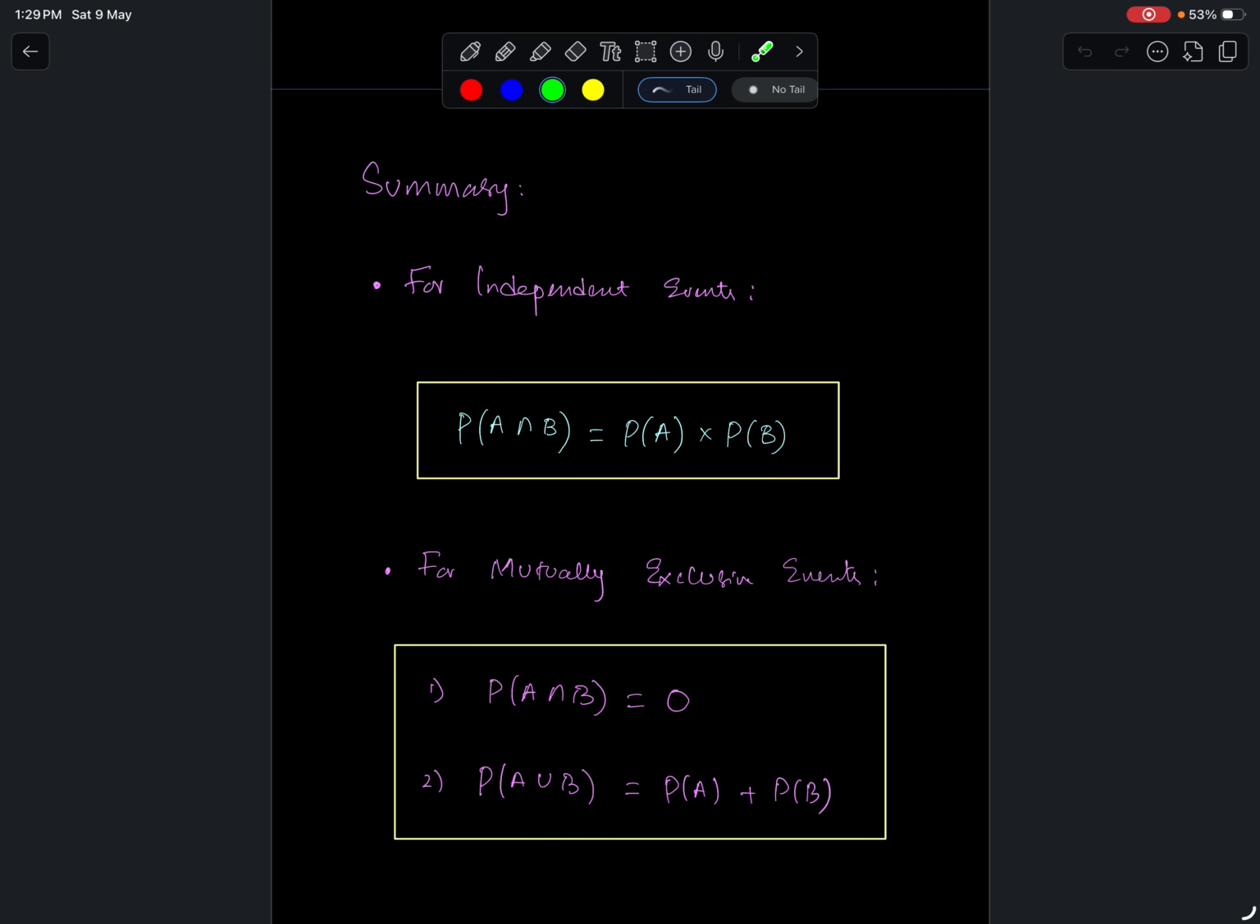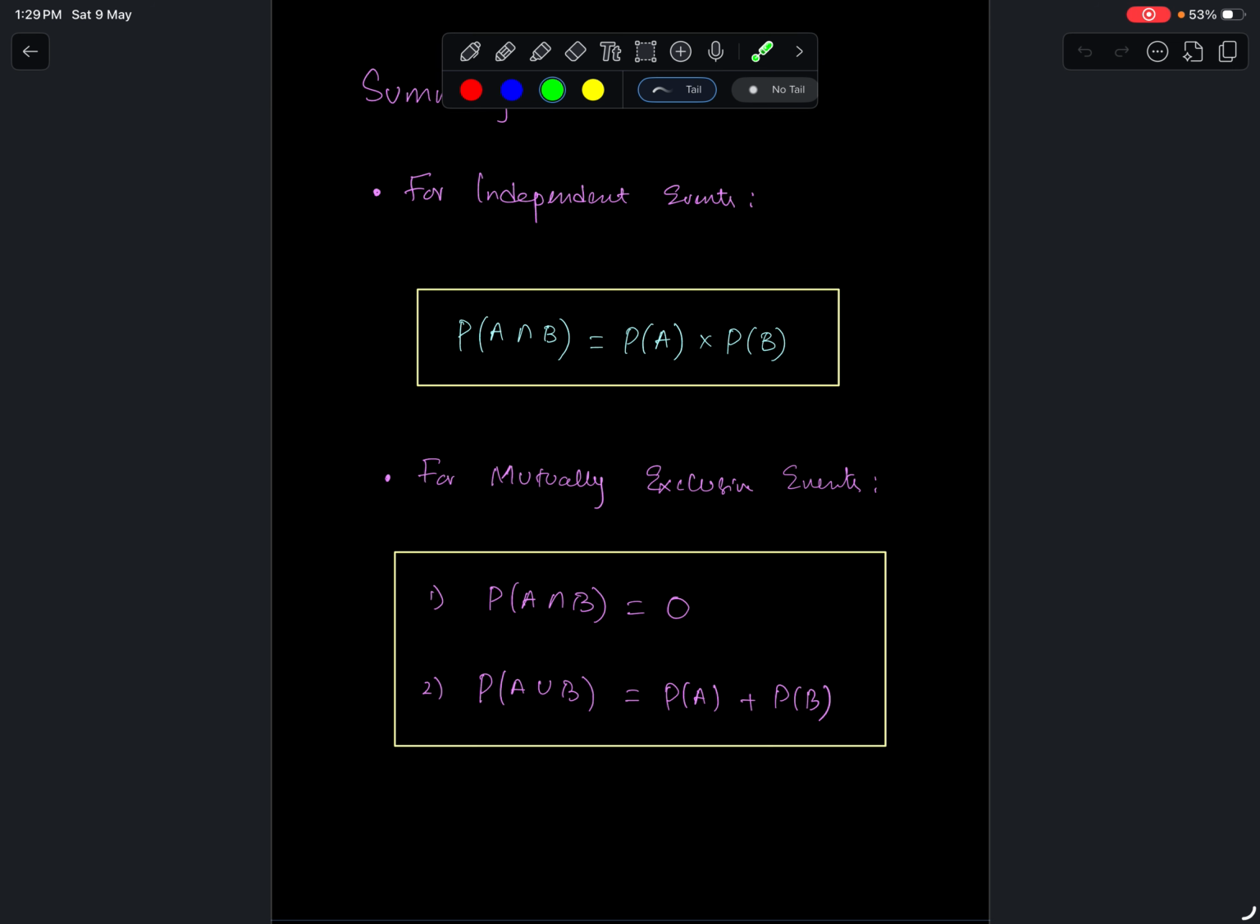Alright, so probability summary. For independent events, A intersection B is probability A times probability B. For mutually exclusive events, the intersection must be 0 and the union must be the sum of these two. But to check whether the events are exclusive or not, we check this condition. If this condition is verified, then events are exclusive, otherwise not. And this is the condition for independent, just one condition.